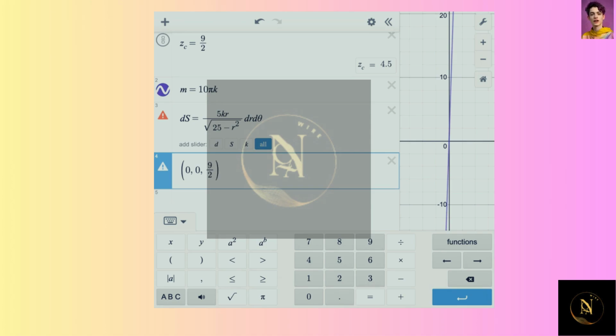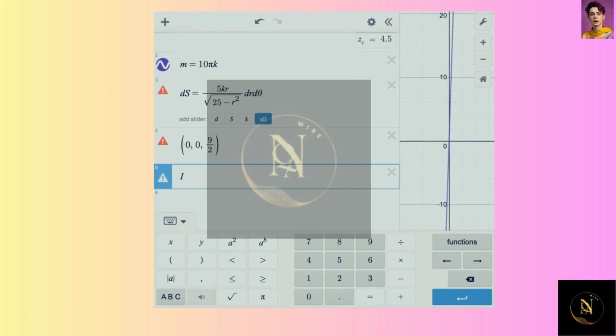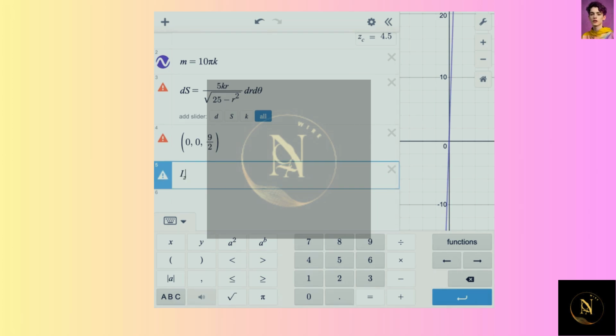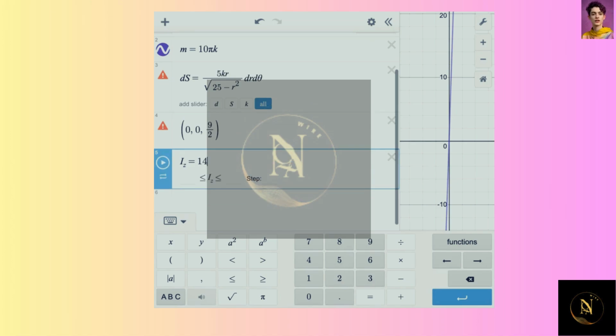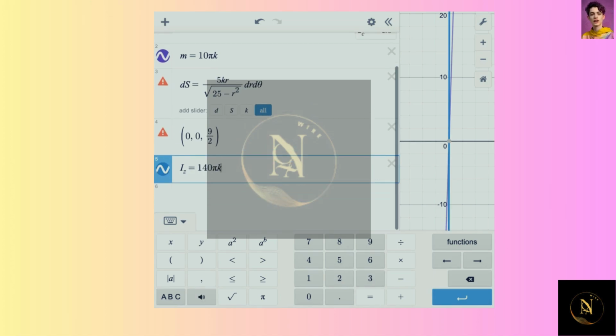And then for part B, now that we have the center of mass, we also can determine the moment of inertia. To do this, we will note the projection, and if we change to polar coordinates, we have to change the limits of integration, but we'll evaluate the integral and see that Iz is equal to 140 pi k over 3.